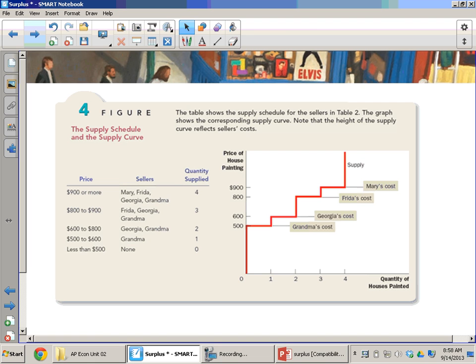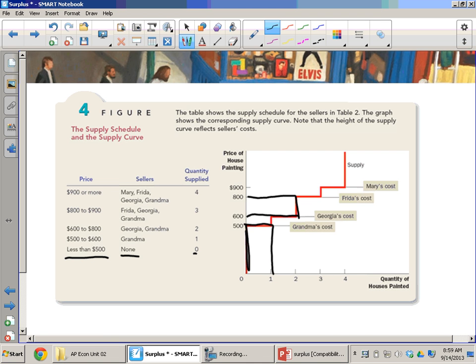So if the price in the market is less than $500, then we see that nobody is willing to paint the house, and that's represented by this part of the graph here. Once the price rises from $500 and up, Grandma is willing to paint the house. So now we see our first person enter the market. If the price goes up to the $600 to $800 range, so if we hit at least $600 and then up through $800, both Grandma and Georgia are willing to paint houses. So here's Grandma's involvement, and then Georgia's going to paint as well. So you get the idea here that basically as the price goes up, more people are going to enter.